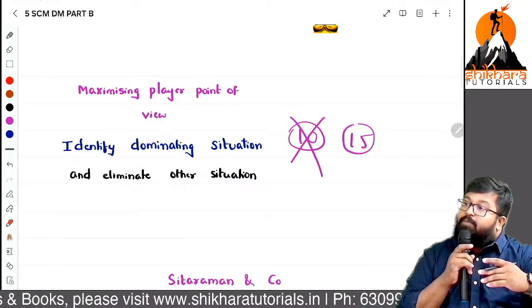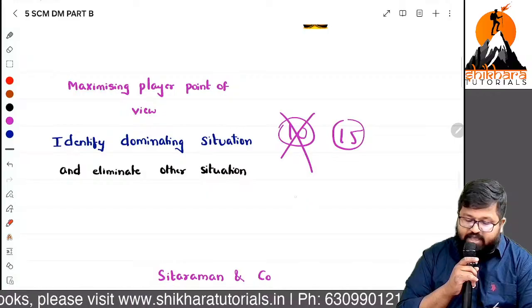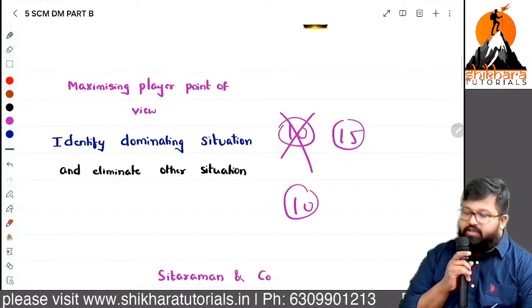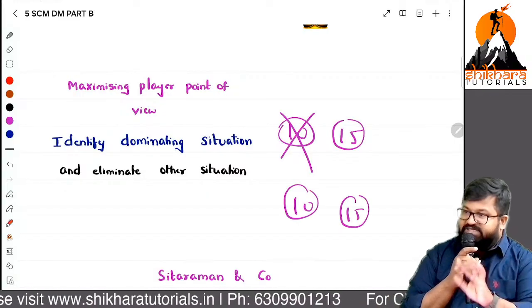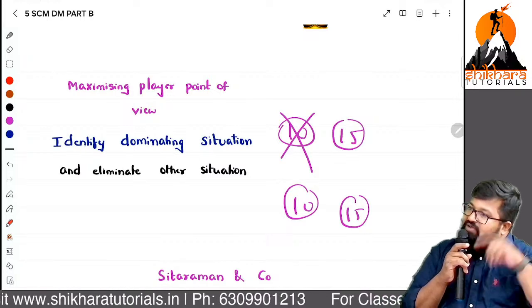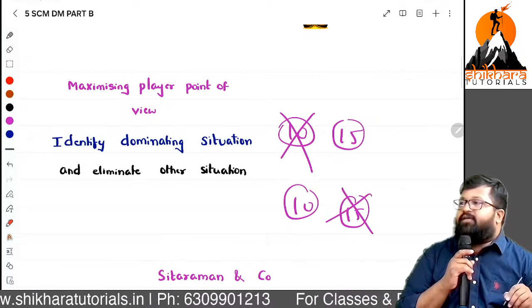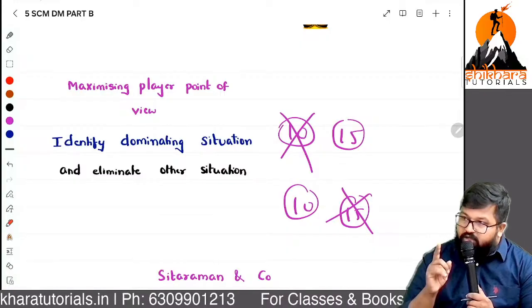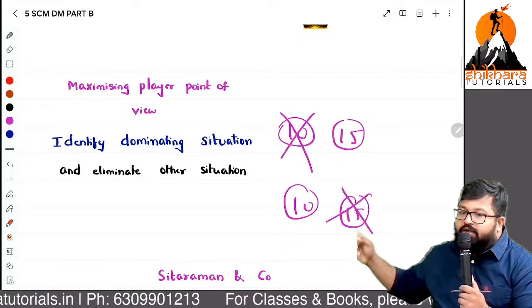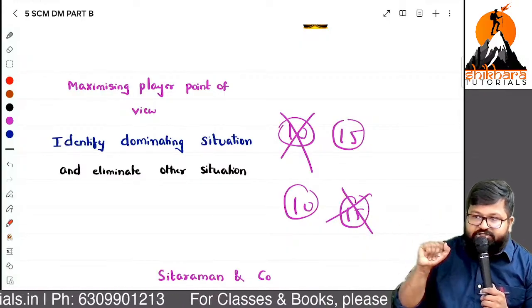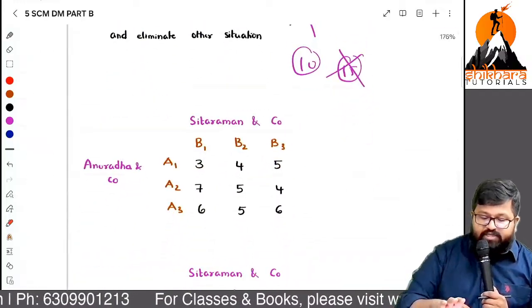And if you're a minimizing player, for example, I'm getting some loss of 10 and some loss of 15. Which one will I eliminate? 15. Is it clear now? The same logic will be followed for the entire rule of dominance. Shall we?